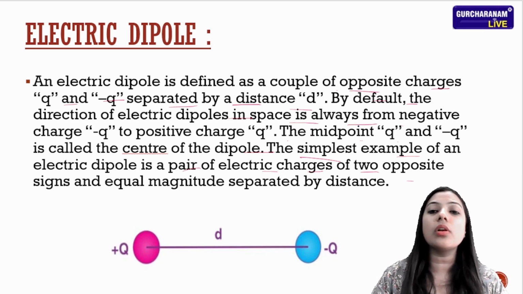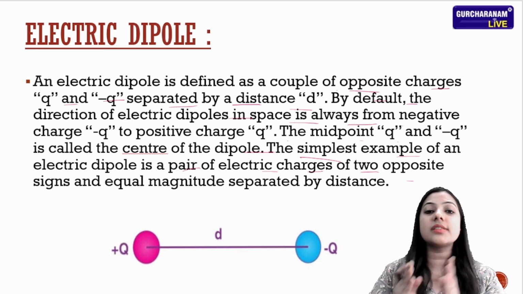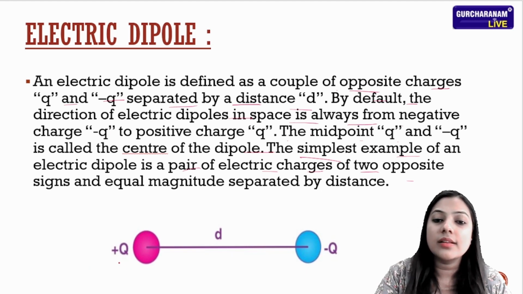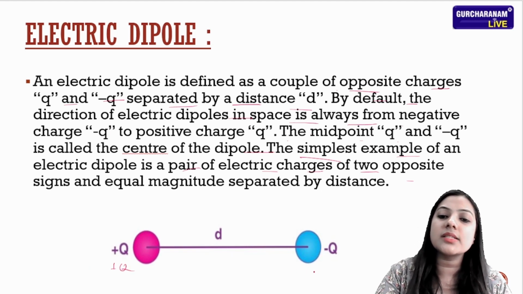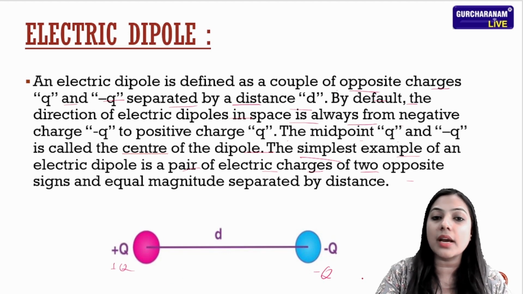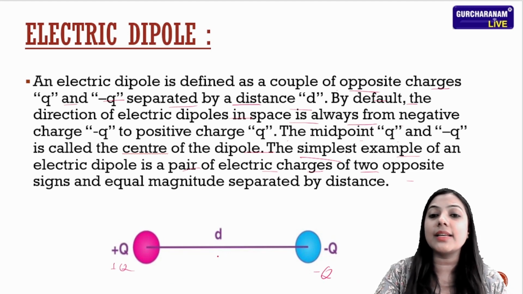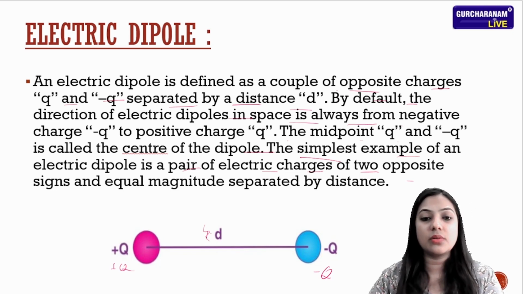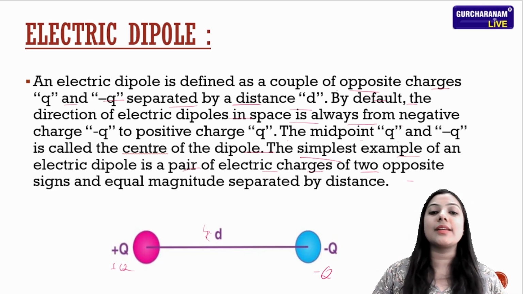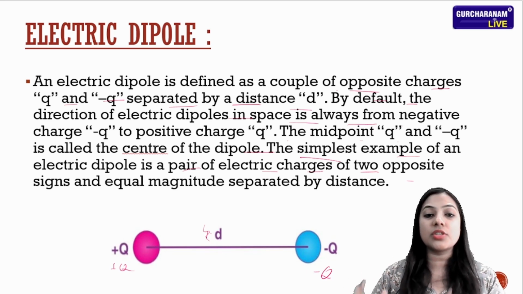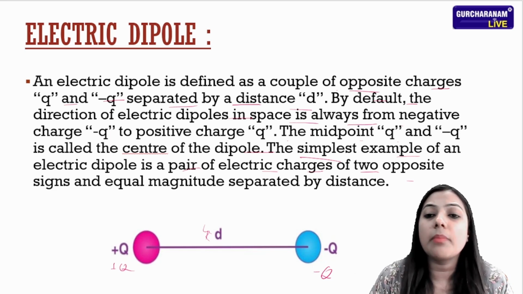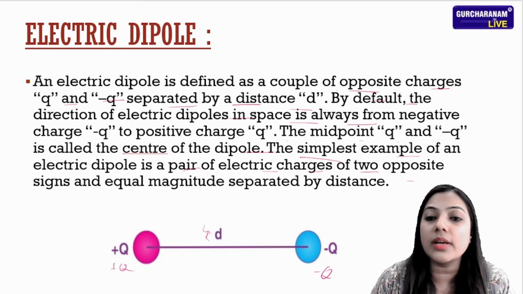What is an electric dipole? It is a couple of opposite charges q and minus q. You can see here, this is the plus q charge and this is minus q, and they are separated by a distance d. It can also be 2d, it can also be 4d, but we are representing this by distance d. The basic definition is that an electric dipole is defined as a couple of opposite charges q and minus q, separated by a distance.